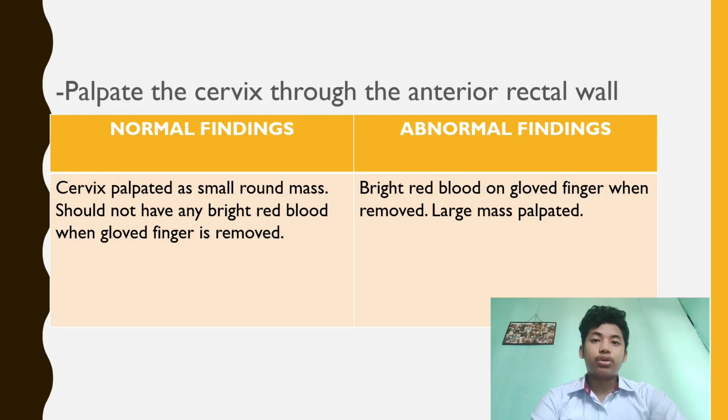Palpate the cervix through the anterior rectal wall. For the normal findings, the cervix is palpated as a small round mass. You may also palpate a tampon or a retroverted uterus. There should not be any bright red blood when the gloved finger is removed. For the abnormal findings, bright red blood on the gloved finger when removed, or a large mass palpated. Do not mistake a tampon for a mass.